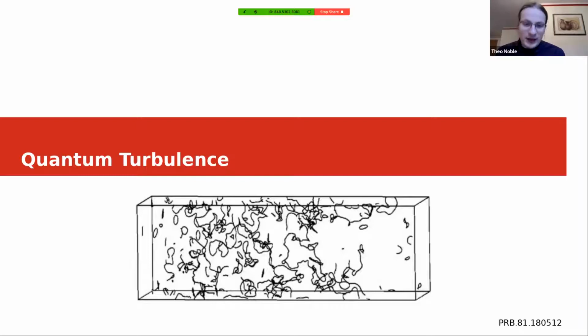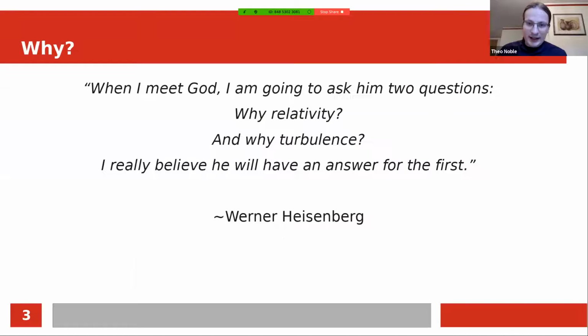And the reason we're interested in studying quantum turbulence is that we lack a large-scale theory for classical turbulence. There's a quote which is probably given to Werner Heisenberg, which I rather like: "When I meet God, I'm going to ask him two questions: why relativity and why turbulence? I really believe he'll have an answer for the first." And that really gets to the nut of the issue, that we don't really have a good theory for classical turbulence. And hopefully by looking at this quantum world, we will get some inkling of an idea that can inform our classical world that we live in.